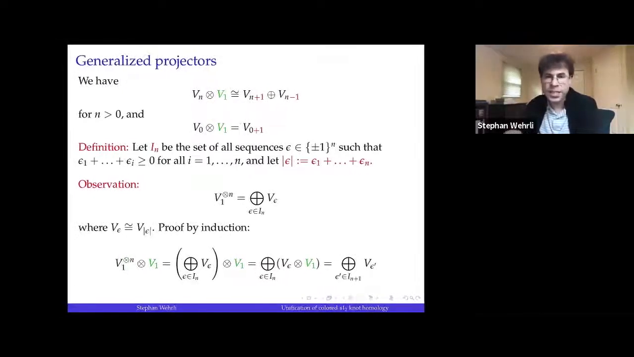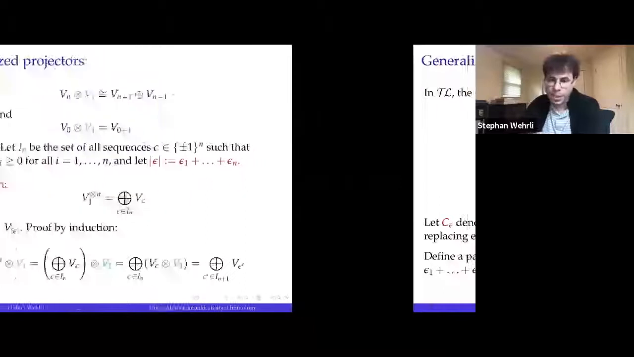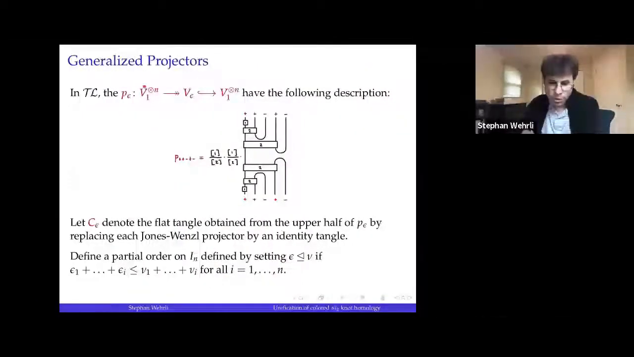And now we can study this decomposition in the Temperley-Lieb category. So we have a projector that projects onto the summand V epsilon, and in the Temperley-Lieb category, we can describe this in terms of a projector. And I don't want to describe exactly how I got this picture, but the idea is you first start with the first, only look at the first.